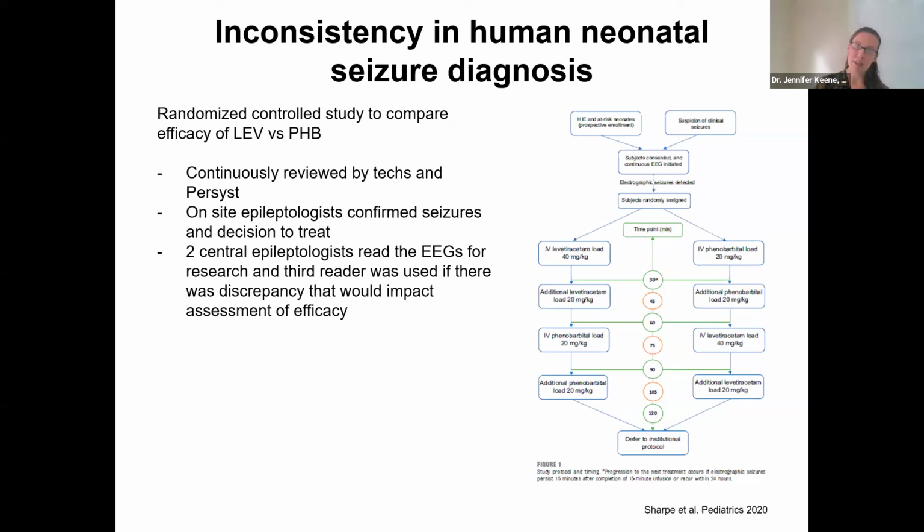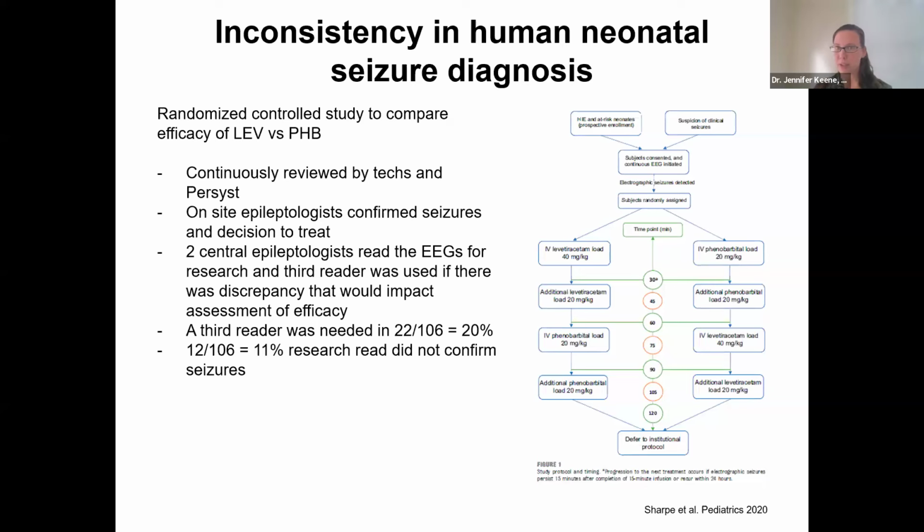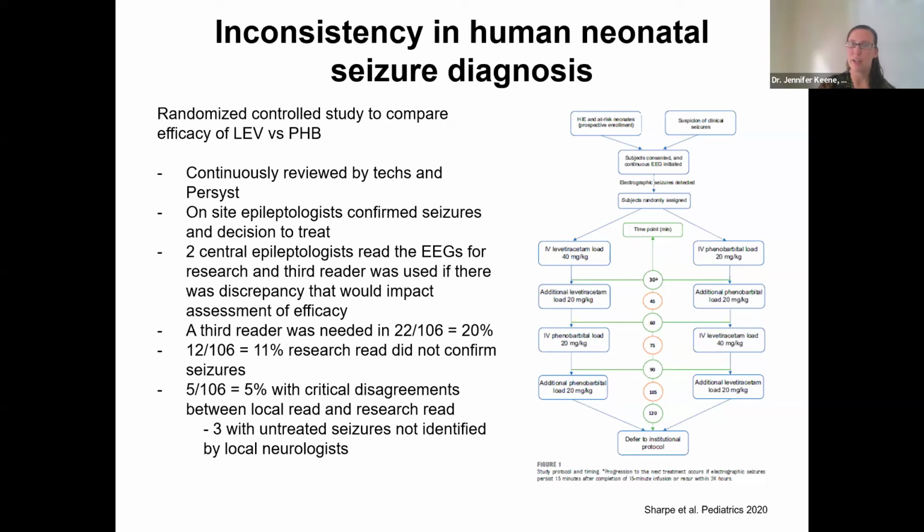So given our seemingly clear-cut criteria, you would think you wouldn't need a third reader to break the tie very often. Not so much. 20% of the time, you had disagreement between your two expert neonatal EEG readers. And on top of that, 11% of the time, the research read did not confirm your local epileptologist's read, of which 5% were critical disagreements between the local read and the research read, with 3 that had untreated seizures not identified by local neurologists, and 2 with treatment with both drugs without a confirmed seizure. And that's in pretty much your best case, highest monitoring situation.